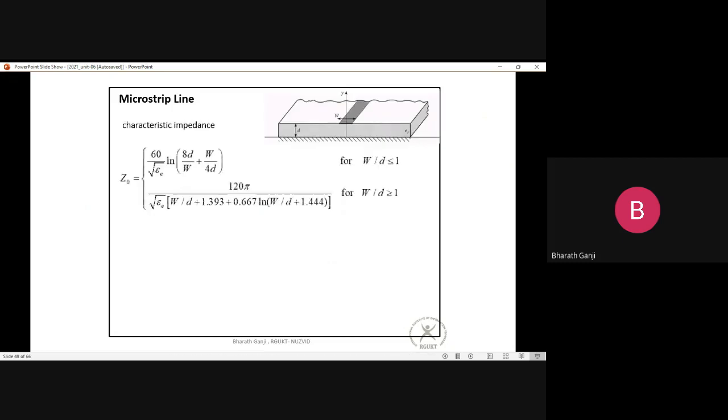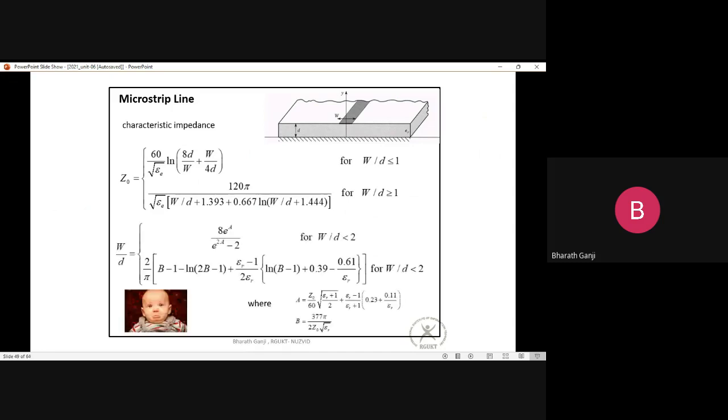So what is the characteristic impedance? To find the characteristic impedance, simply you need to find the capacitance in air and capacitance in the dielectric. So that is not an easy way. You have to again use conformal mapping methods or Laplace equations to calculate the values. So an approximate formula is given here. Okay, so this is the formula to calculate the characteristic impedance if W and D are given.